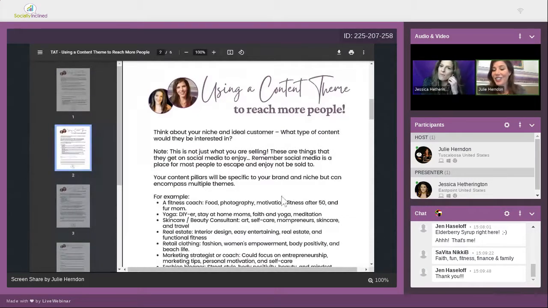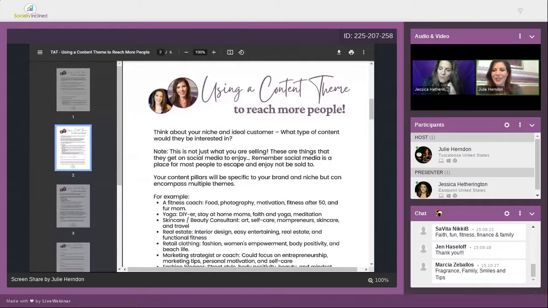So yes, Jen and her elderberry syrup is so amazing. I was waiting to see if she was going to comment with that. So the fragrance part of it, the smells and bringing back memories, there's so much inspiration-type content that you can do based on that. Oops, sorry. Let me go back to this.